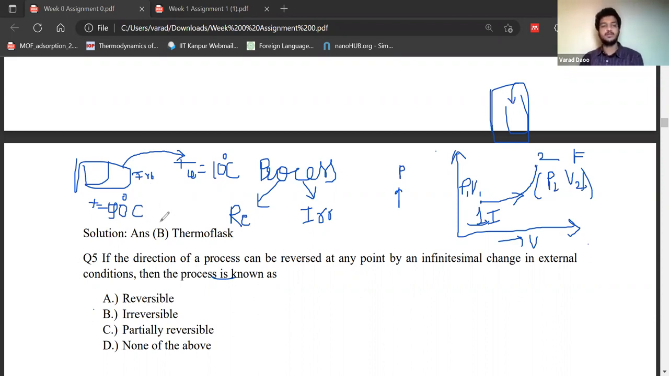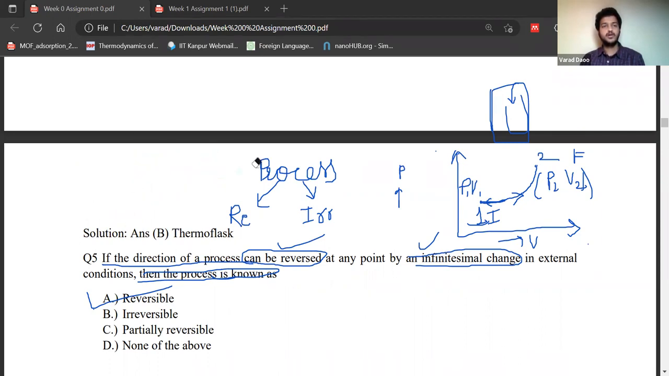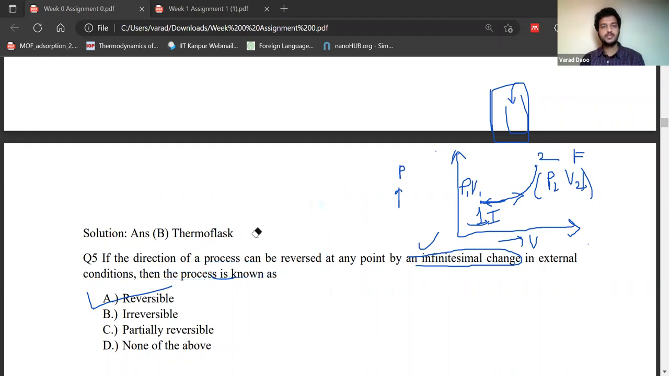So here what the examiner is asking us is whether the direction of the process can be reversed at any point by an infinitesimal change in an external condition. Like I said, in reversible processes we can change the direction. As it is an infinitely slow process and can be reversed, the answer, you guessed it right, is a reversible process, right? Infinitesimally slow processes are called reversible, whereas spontaneous processes are called irreversible.